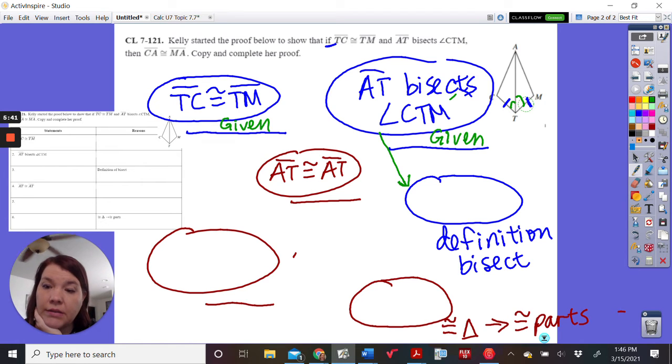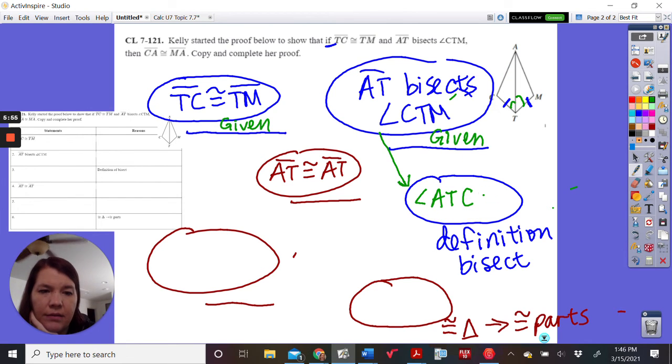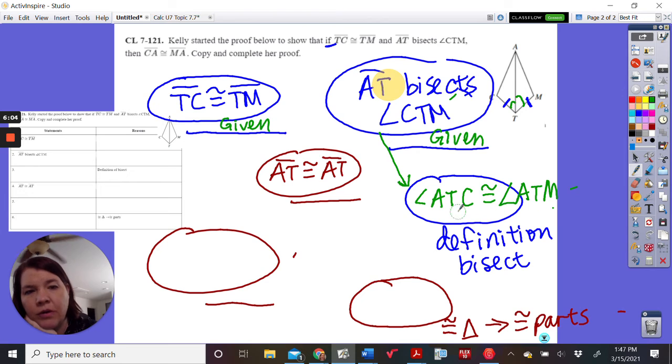Cut into two equal pieces. Okay, so angle ATC is congruent to angle ATM. So AT is my side, that's where they both started. And then I finished at the two letters on the outside, since T is part of AT. Right? If that makes sense. And that's the definition of being bisected.